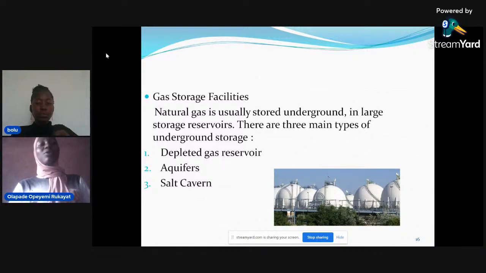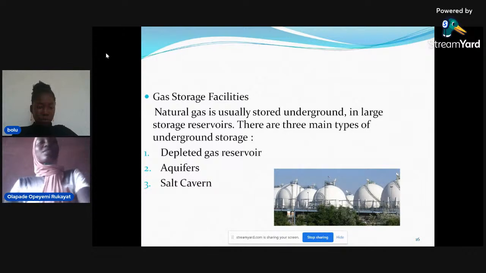The second one is the aquifers. This is also an underground facility, like I said, and it is a porous and permeable rock formation. Basically, we are storing gas in the rock underground. This is quite expensive because of the geographical characteristics of this formation, so it's usually not used because it is very expensive. Most times the depleted gas reservoir and salt caverns are mostly used.